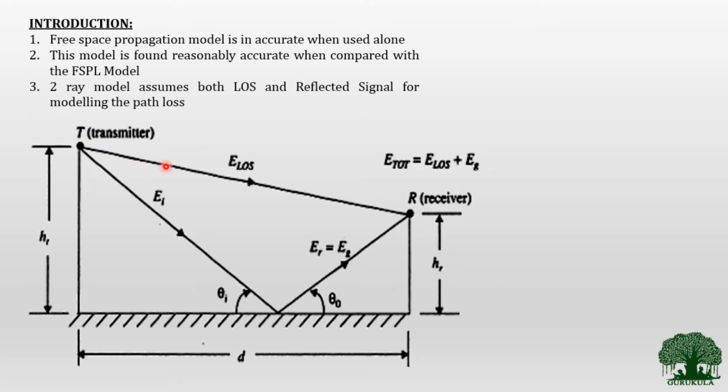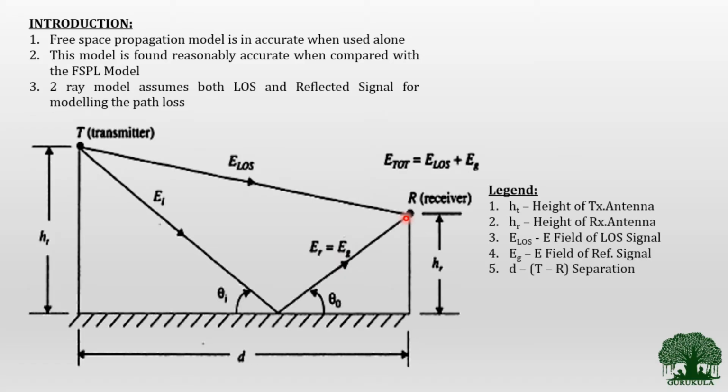The first ray is a direct line of sight wave, whose E field is given by ELOS, and then there is another wave that is reflected over the ground. EI represents the E field for the incident wave, and ER represents the E field for the reflected wave. For the sake of simplicity, we are going to consider ER as EG, where EG is the final reflected wave that reaches the receiver over here.